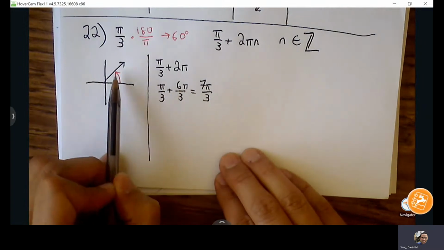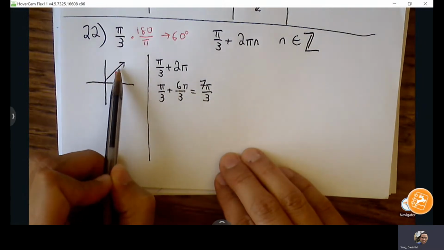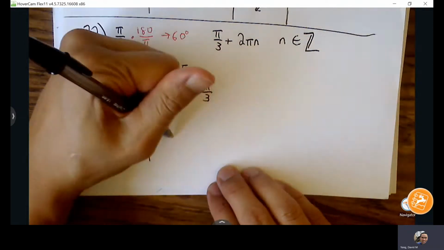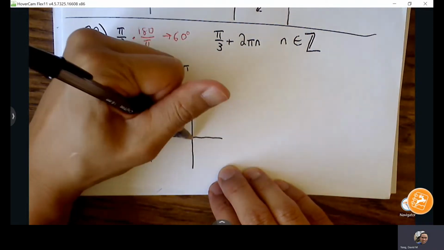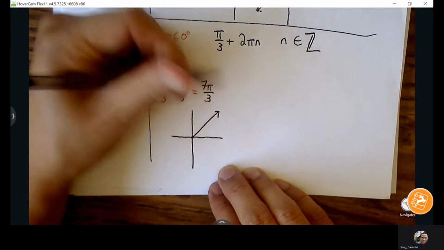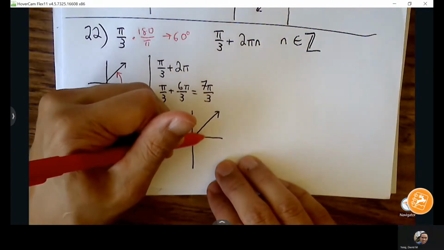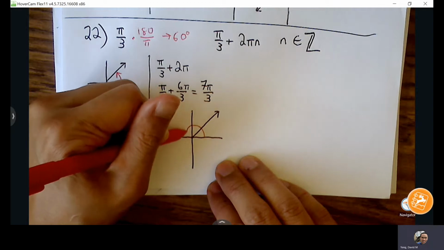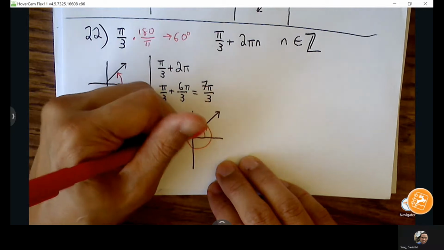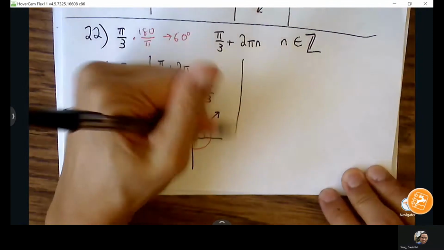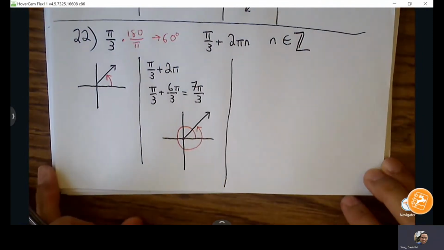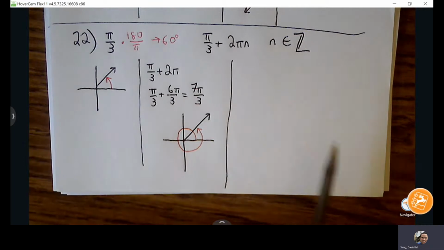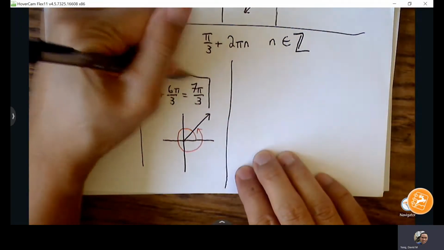So that means I'm going to start at 60 degrees, or pi over 3. I'm going to do another full rotation before I reach that coterminal side. So I reach pi over 3, and I'm going to do another rotation around. Okay, questions? All right, we have a positive coterminal.